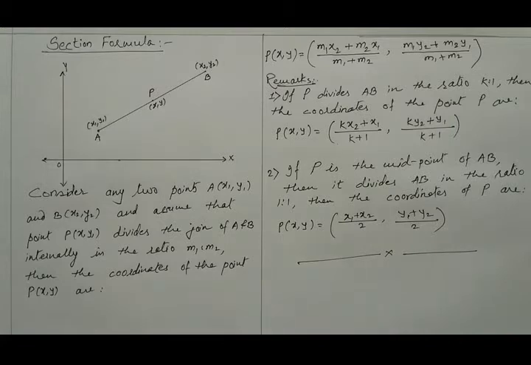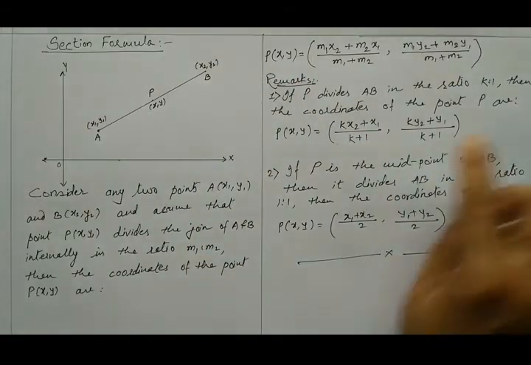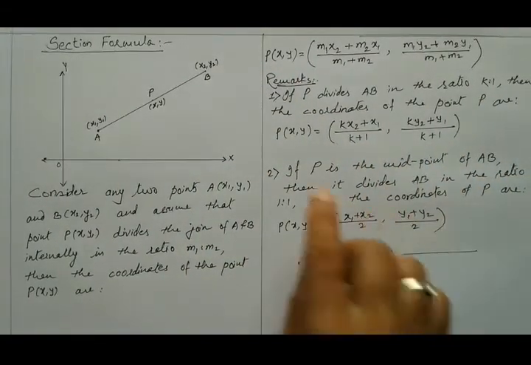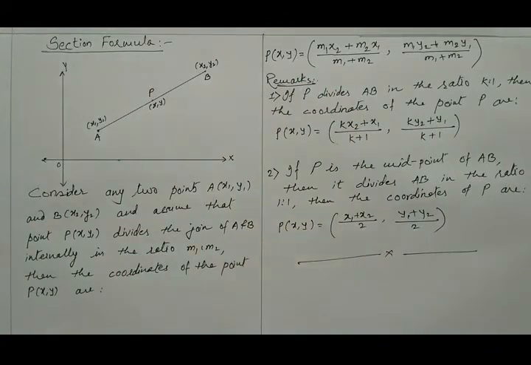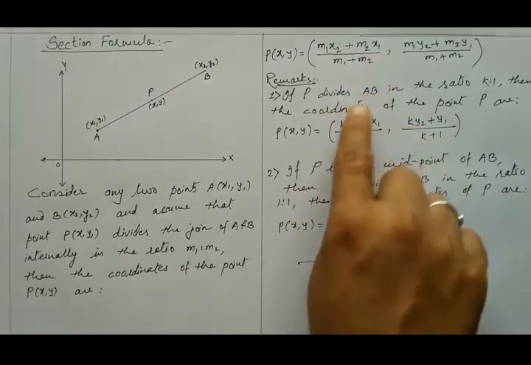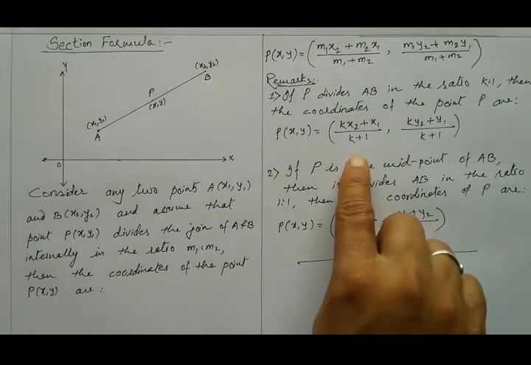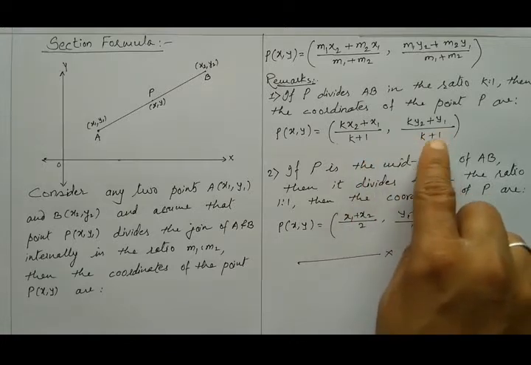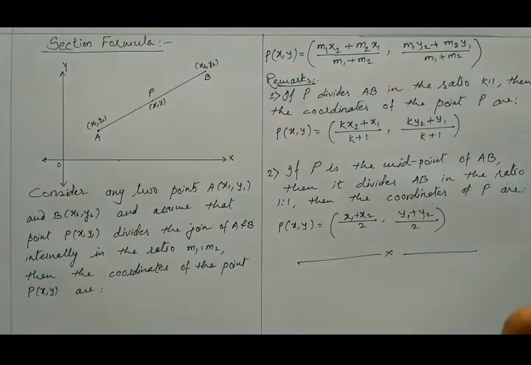Or we can also take P dividing in the ratio k is to 1. Then the coordinates of the point are, we will replace m1 by k and m2 by 1. And with this formula, same here, kx2 plus x1 upon k plus 1, ky2 plus y1 upon k plus 1. So this is called section formula.